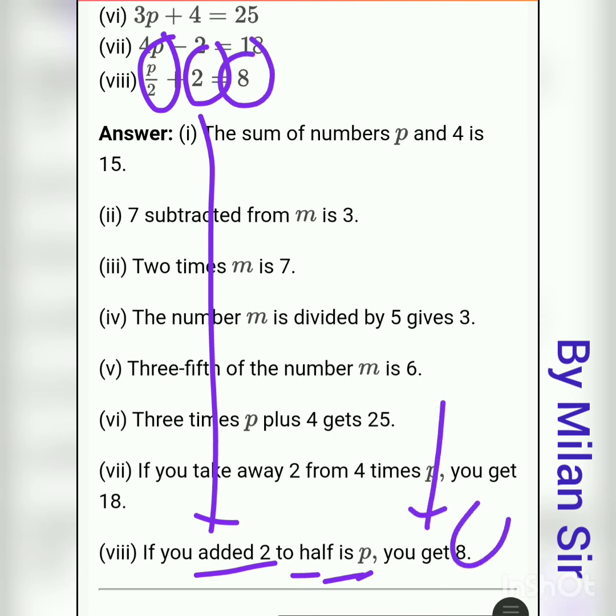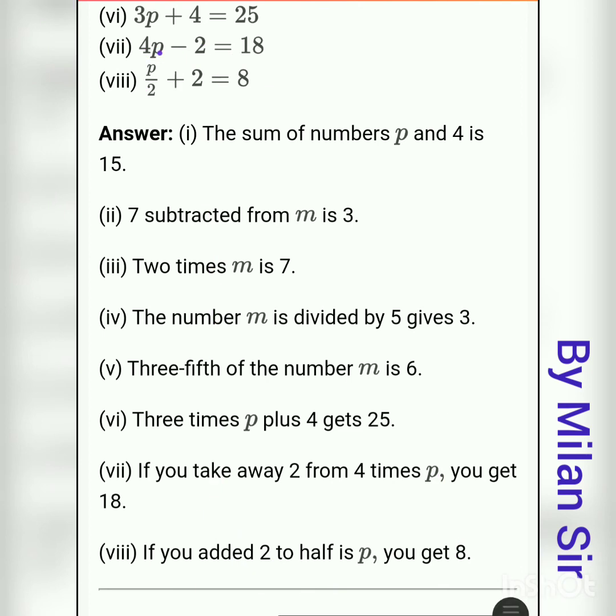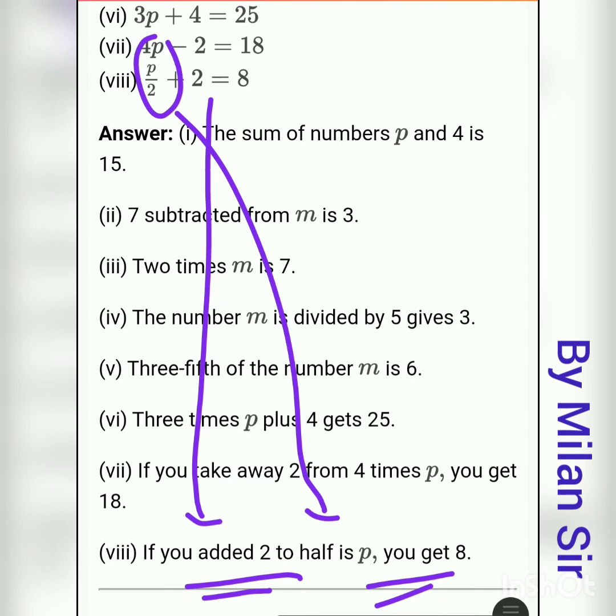In another way, we can even write these statements. The number p divided by 2 plus 2 gives 8. So in this way we can even write. If you don't know this half of p, then you can write this: p divided by 2 plus 2 gives 8. And here what is written? If you add 2 to p by 2, that means half of p, you get 8. So you can write both statements here.